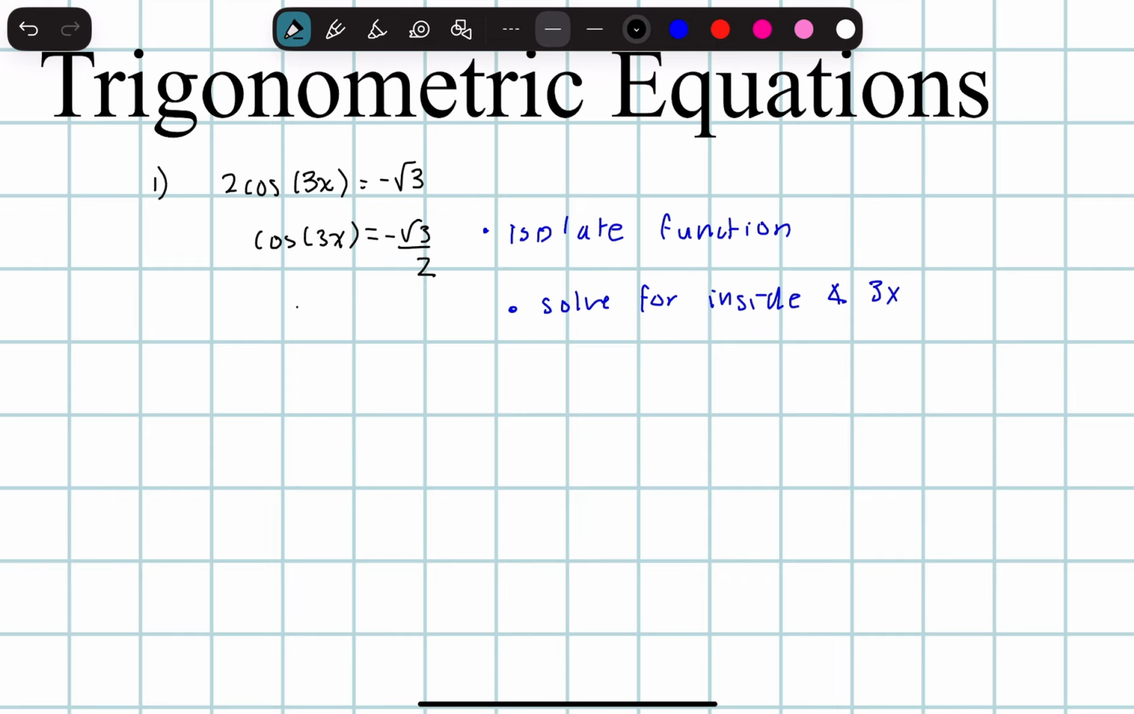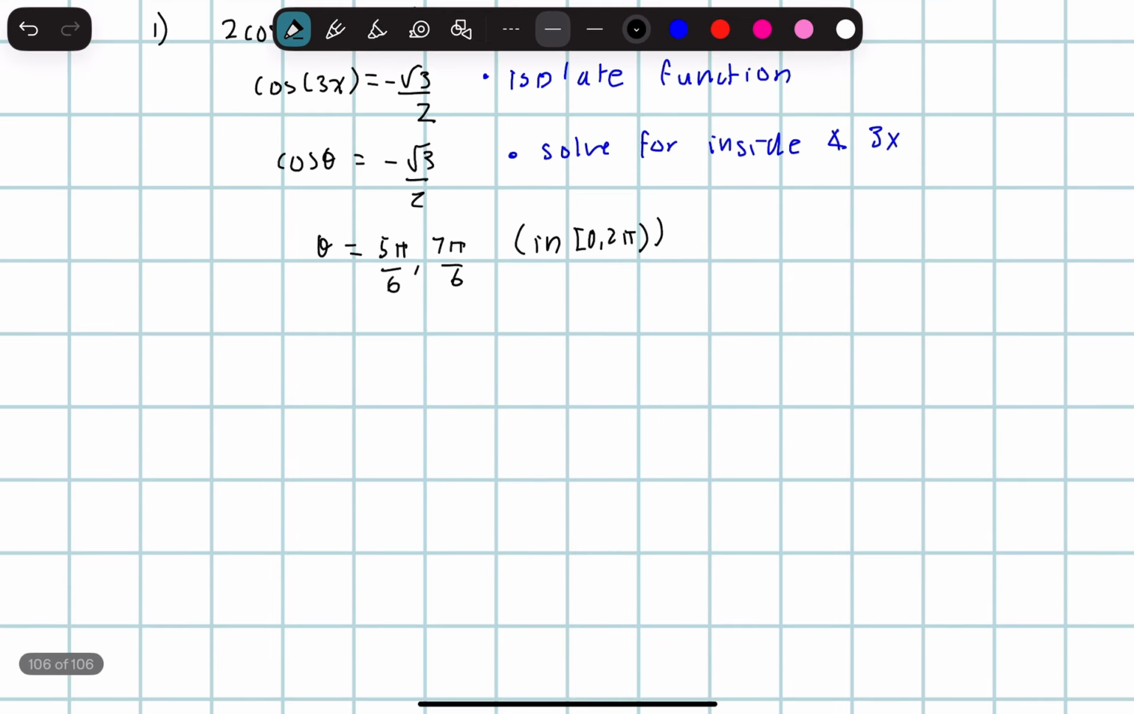Okay, so now you're going to have cosine theta equal to negative root 3 over 2. So theta is equal to 5 pi over 6 and 7 pi over 6, and this is in 0 to 2 pi. And now, from this, you're going to have 3x equal to, you're going to write the pattern for each of these.